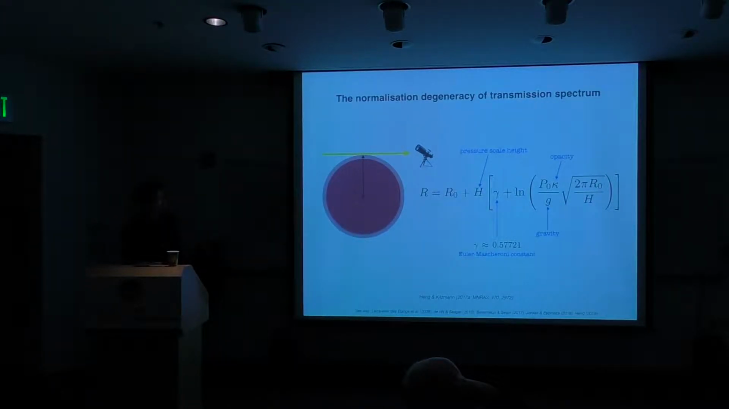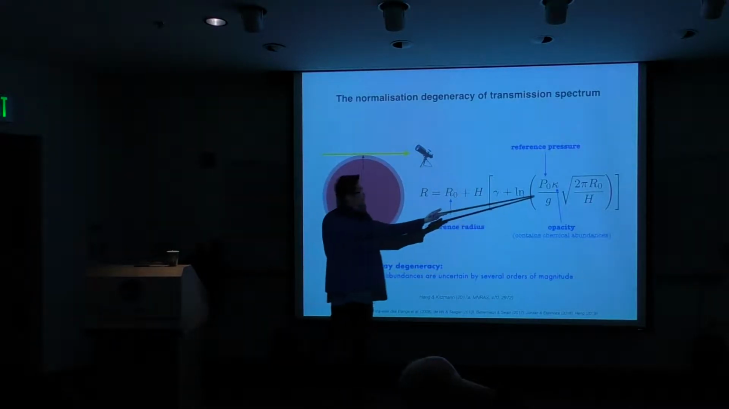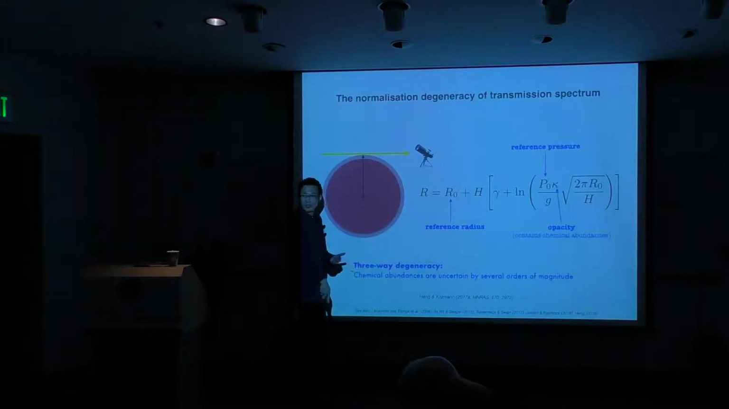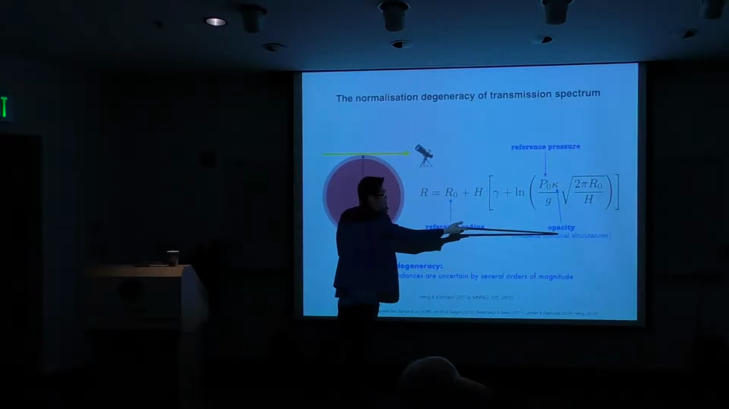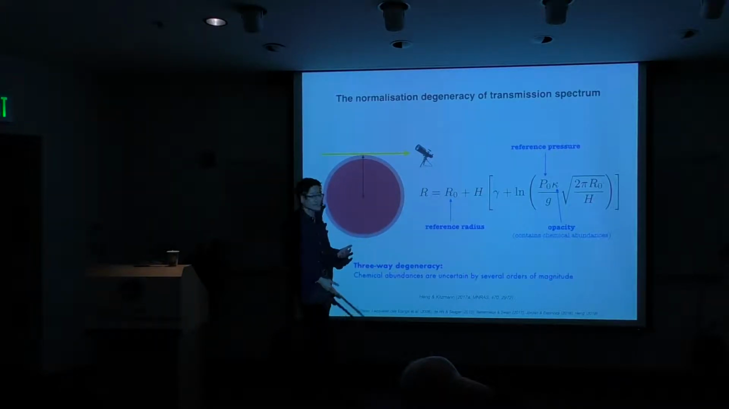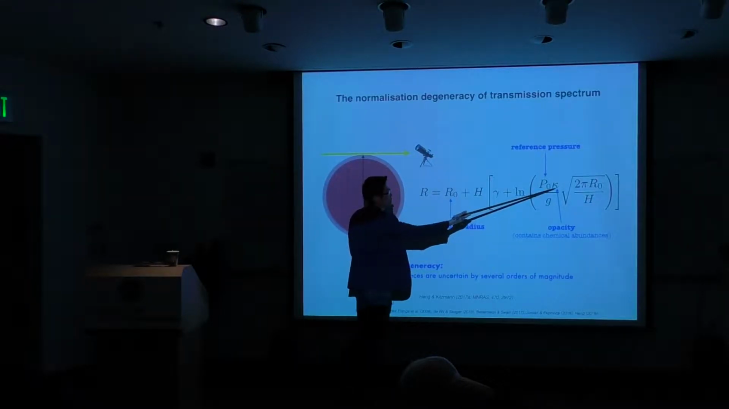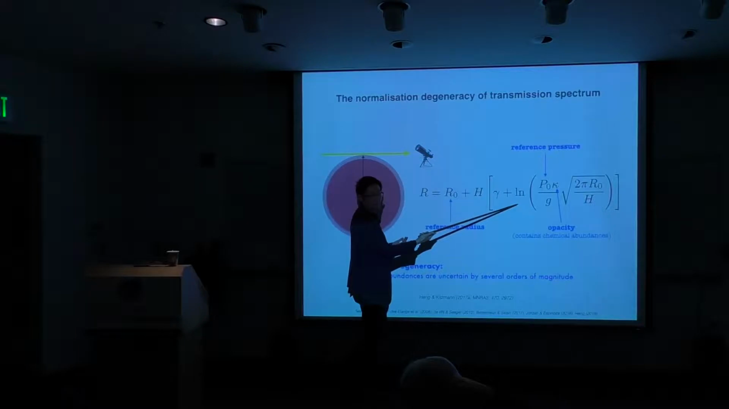So what is really interesting is the relationship between these 3 quantities. So you have the reference radius, some reference pressure, which you have no way of knowing in a model-independent way, and the opacity, which contains the actual quantity that's interesting to you, which is the chemical abundance. And you can see just analytically that if you make a really small change in the reference radius, it needs to be compensated by a very large change in either of these quantities because it's hidden in the log.